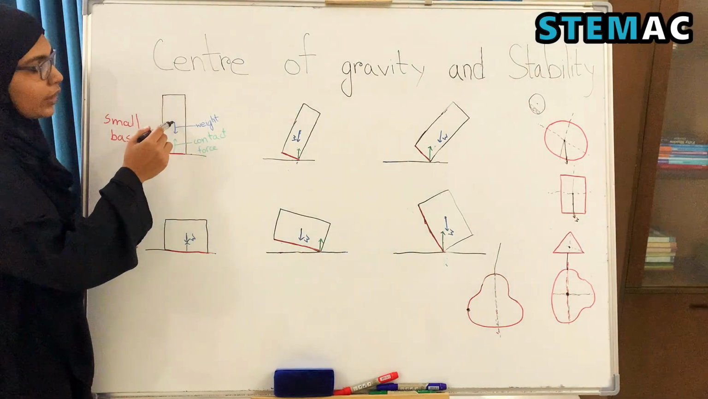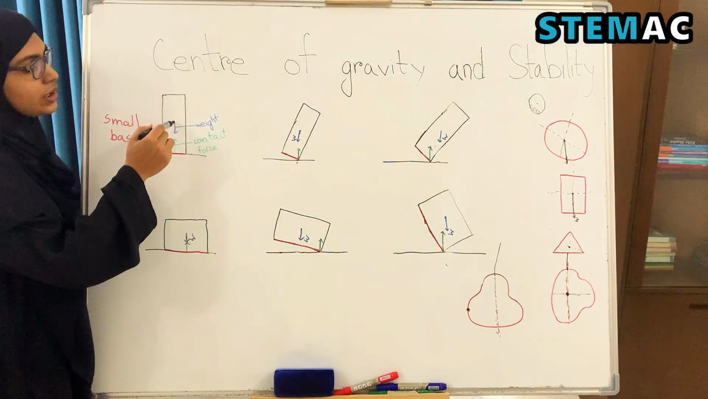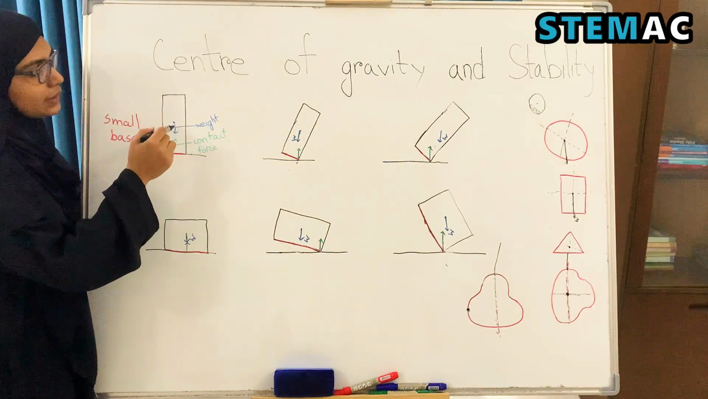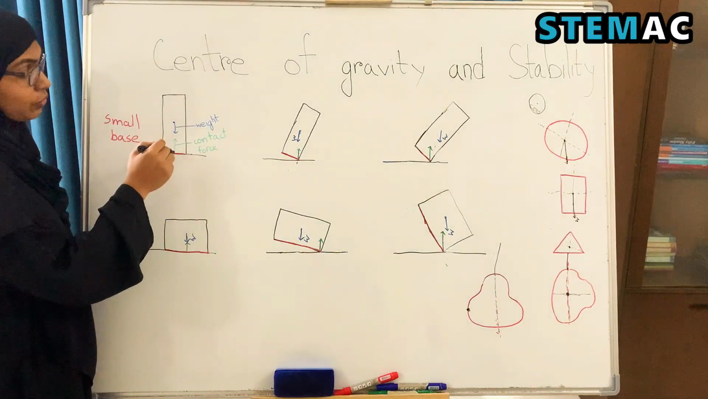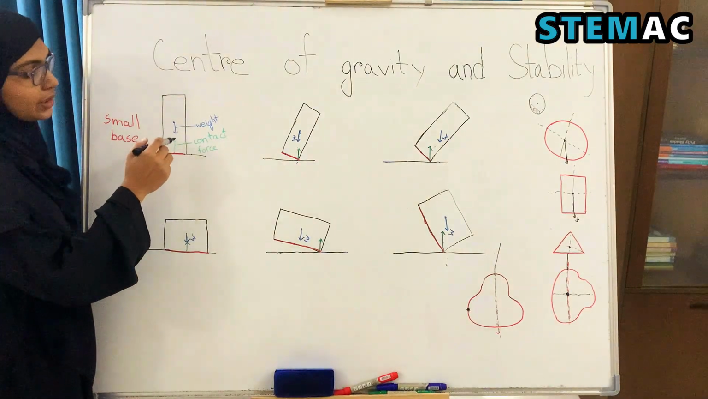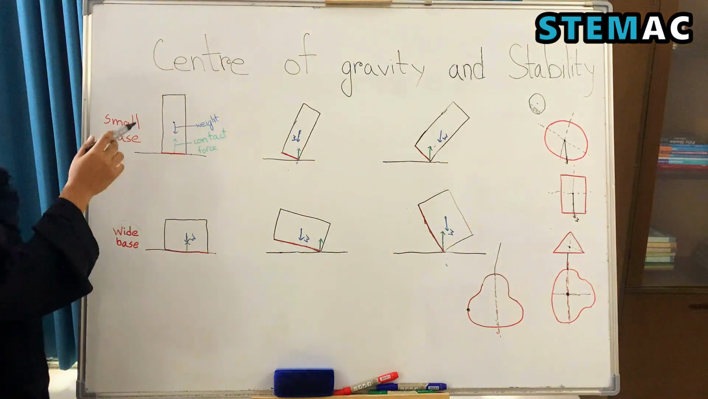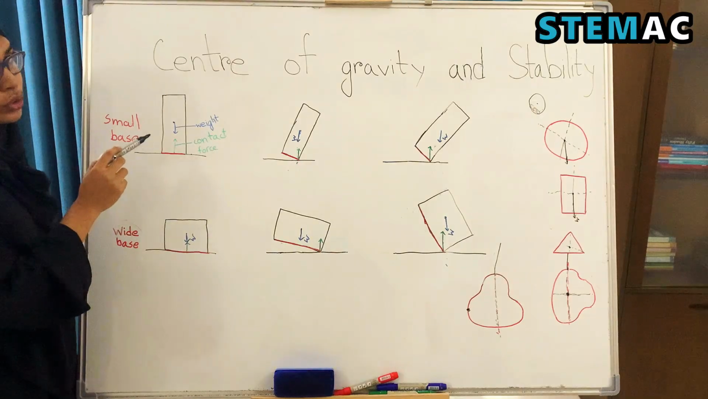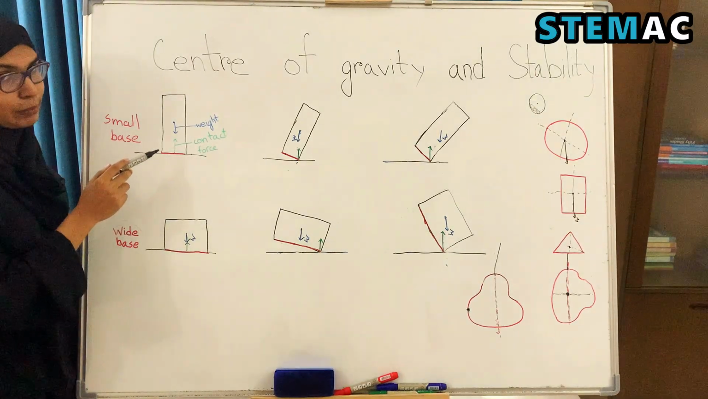So this is the center of gravity, and the weight force is acting from this point. This is the contact force from the ground on the object that is balancing the weight force. So there is no resultant force on the object, and also there is no turning effect of force. That means the object will be in equilibrium.